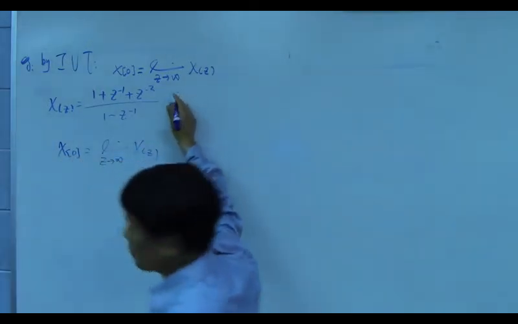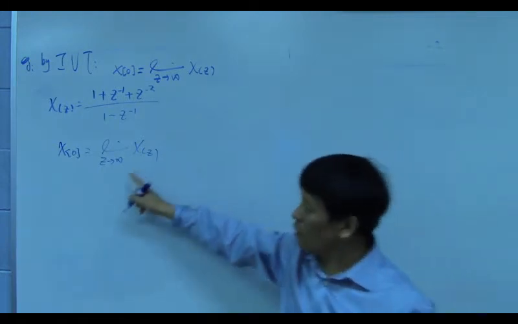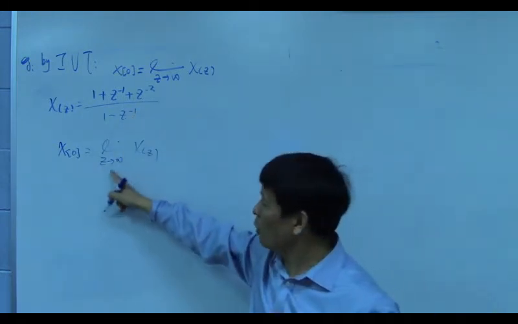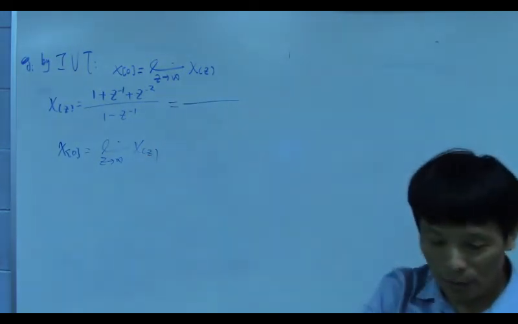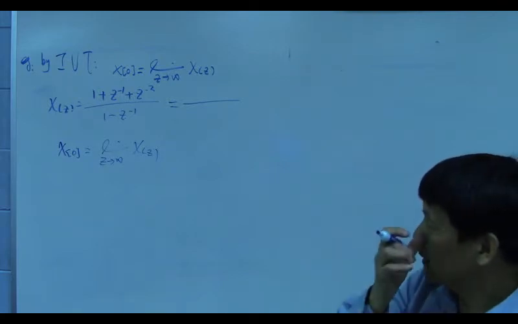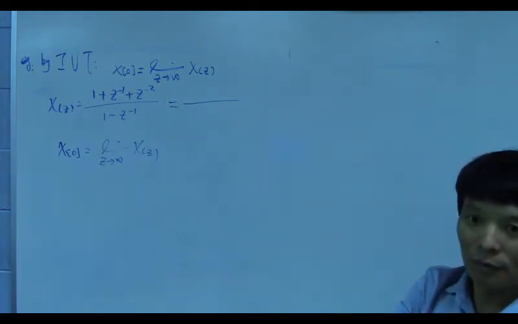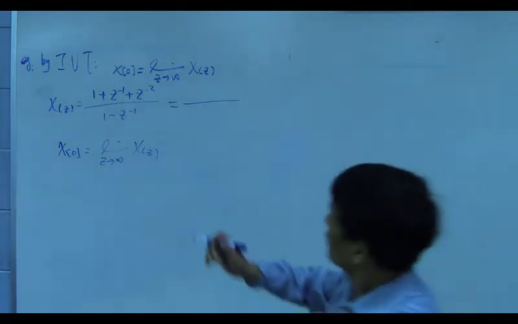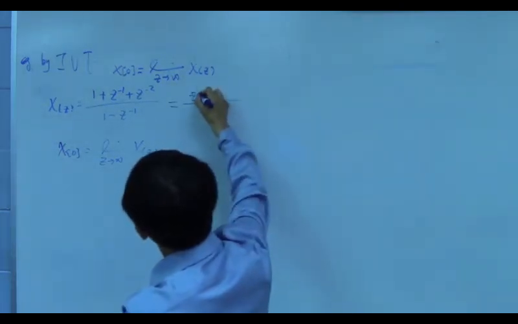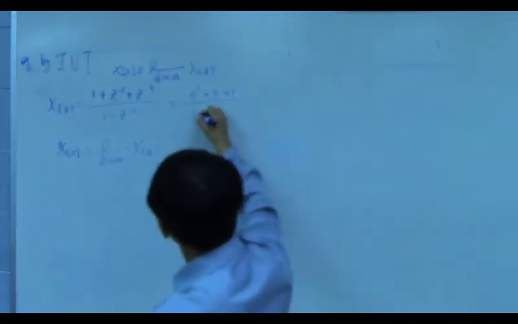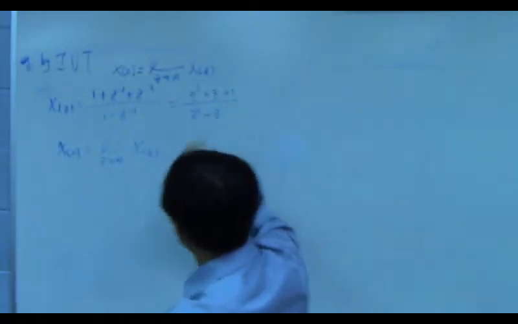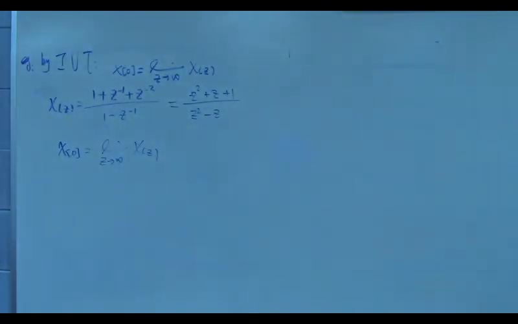For this one, you may want to write it in terms of z instead of z to the negative 1, because we always deal with z. So I will rewrite this one. On the top and the bottom, we multiply by z squared first. So this one is z squared plus z plus 1 on the top, and on the bottom, z squared minus z. Everybody get how we do that?